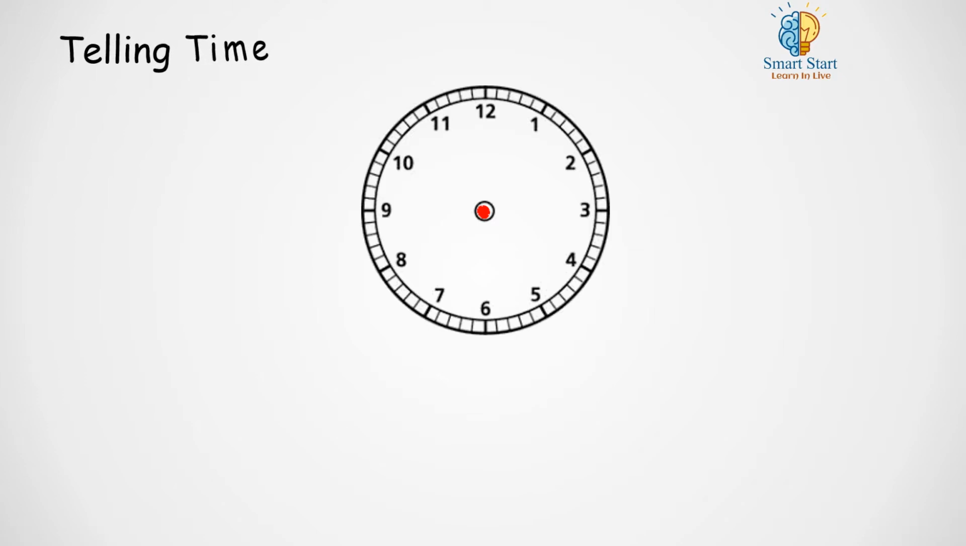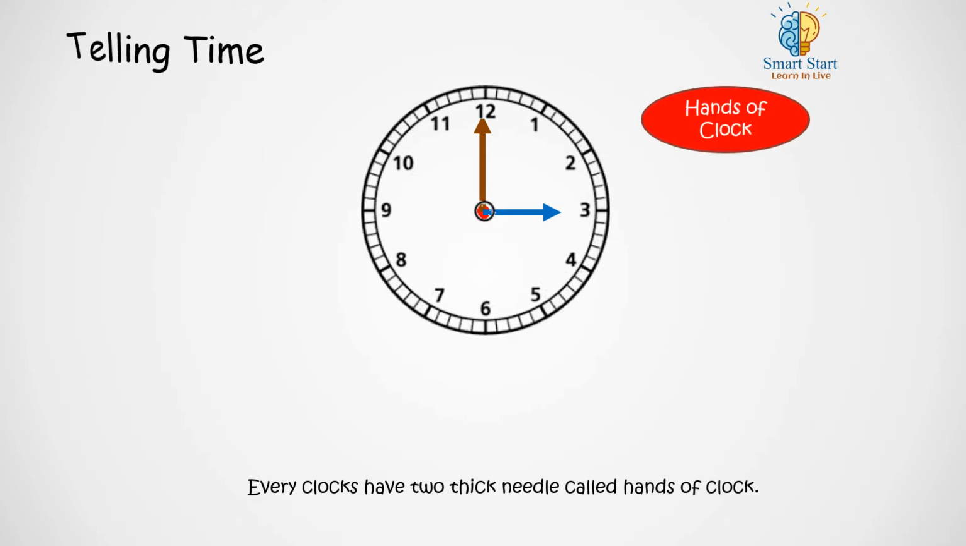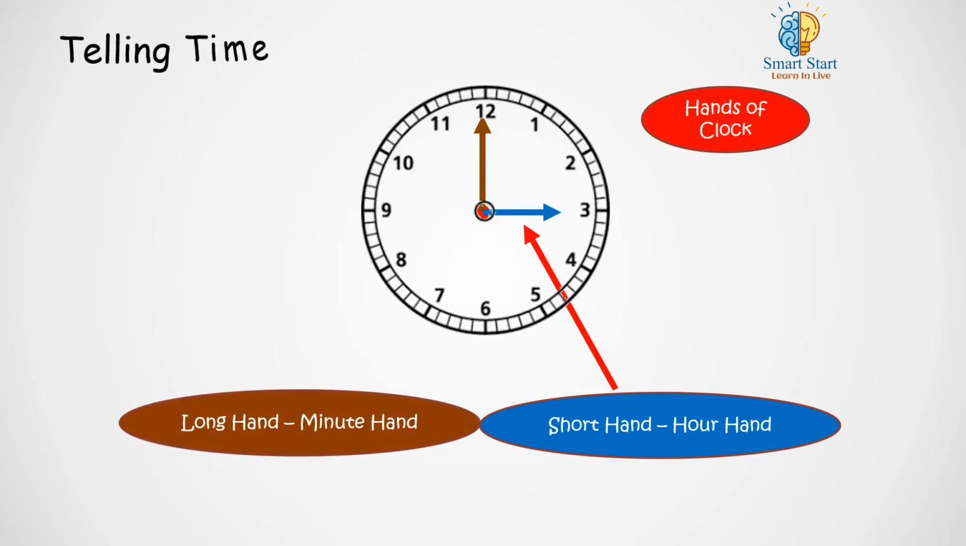A clock is used to read time. Every clock has two thick needles. They are known as hands of the clock. These are the hands of the clock. The short hand tells about the hour. Hence, that is called the hour hand. The long hand tells about the minutes. Hence, that is called the minute hand.